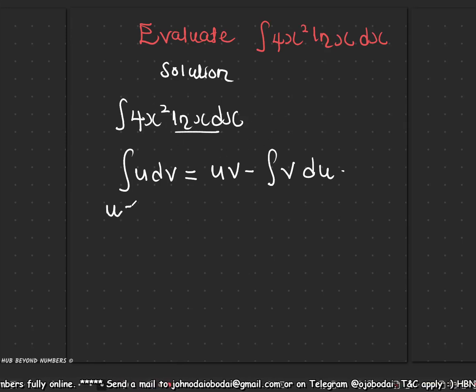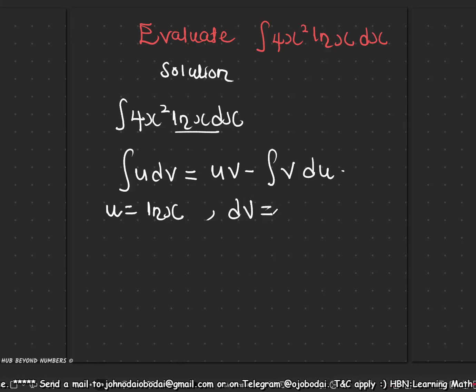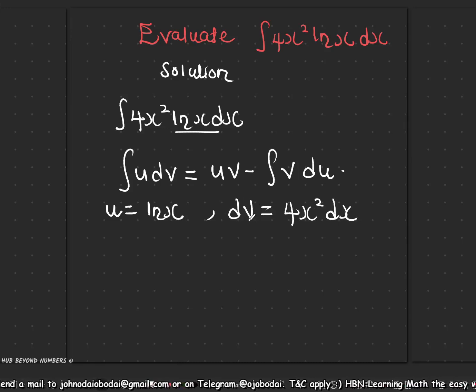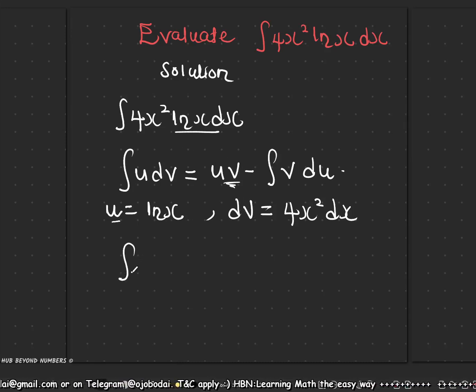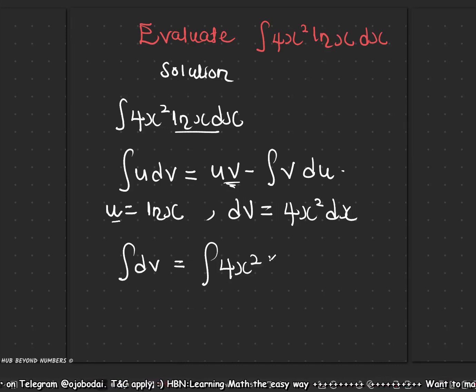So let's let our u be what? Ln x. If our u is ln x, then it implies that our dv would be 4x squared dx. Now our formula says the integral will be uv. But we have u, we don't have v, we have dv. So it simply means we will have to integrate dv, which is the integral of 4x squared dx. Integrating this will give us our v.